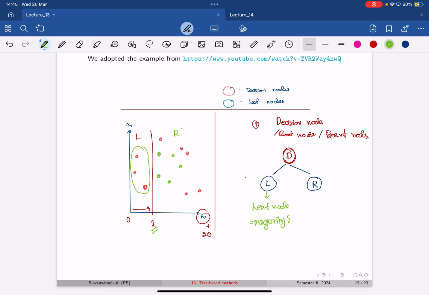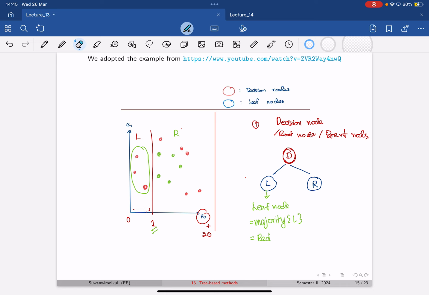So that leaf node, once you run some kind of majority decision of your nodes on the left, maybe it's red, that's your leaf node. So a leaf node will be the kind of node that you derive your prediction from. That's what I would say.